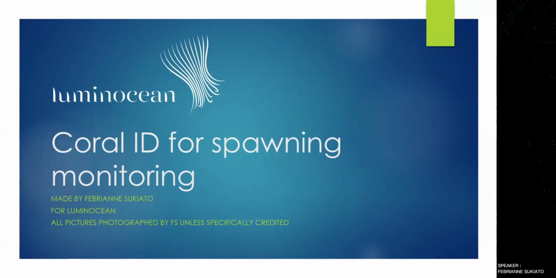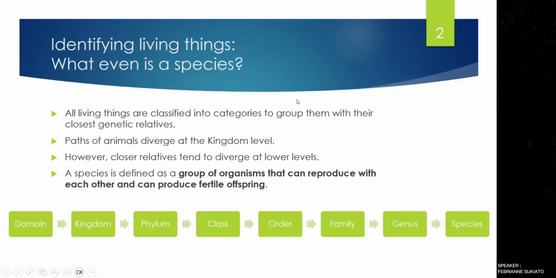Oh, and this is, by the way, only part one of the presentation. There's about 73 genera that we're going to run through. So, with that being said, let's not waste too much time. First of all, we have to describe what even is a species. So we try to identify generally to species level.